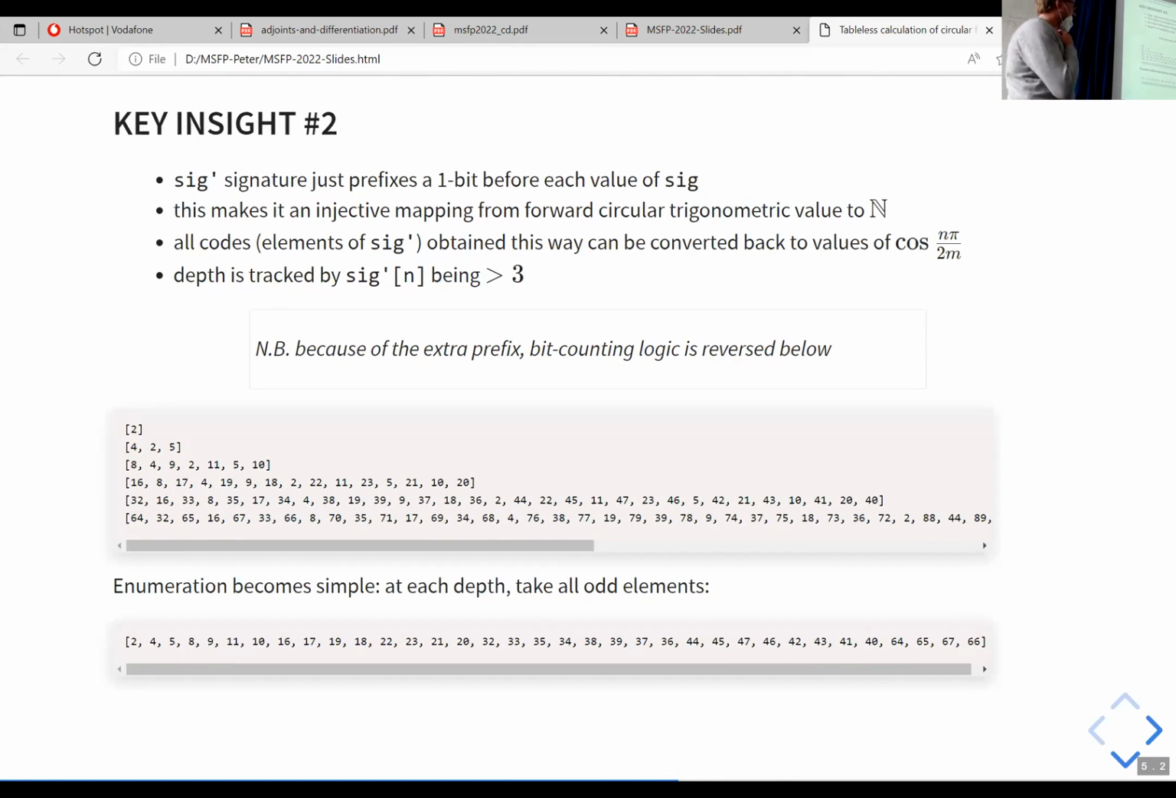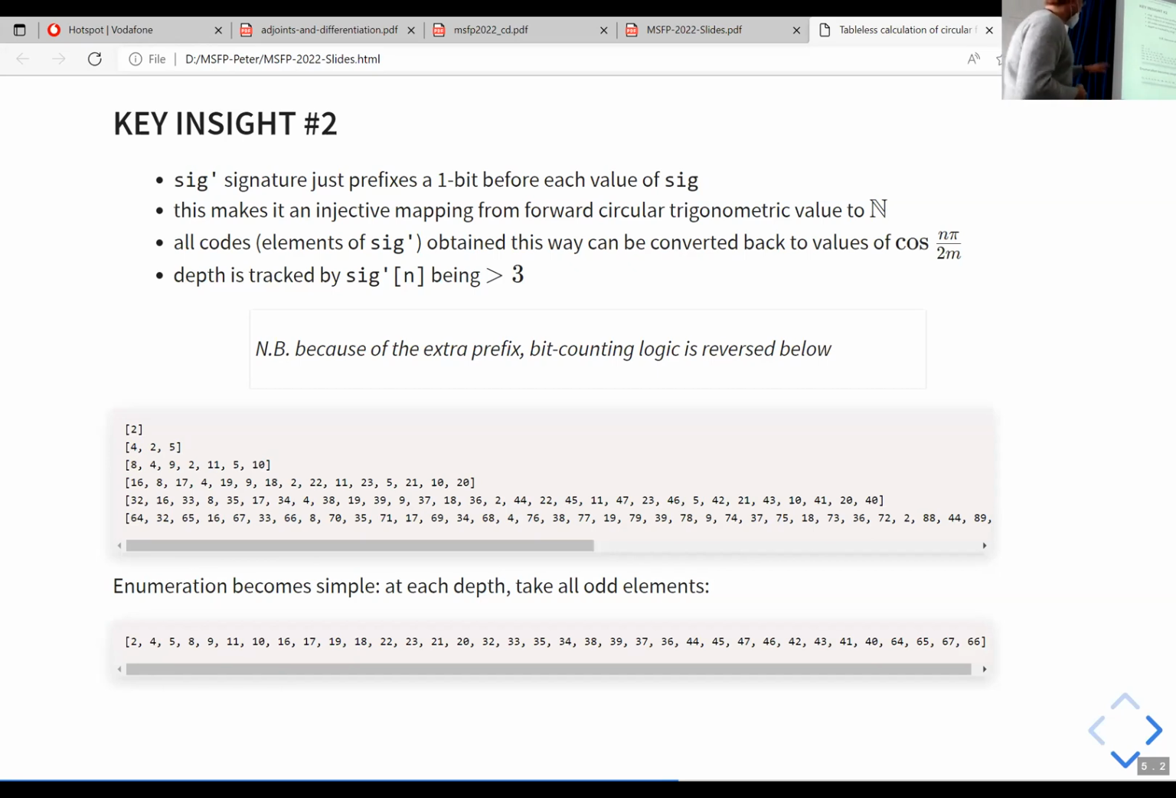And yeah, my second key insight: I adapted this signature sequence as well. By just prepending 1 bit in front, you can do both operations at once. You can keep track of the signature, get the depth of this dimension, and you can also get injectivity. Basically, you can take any value from the sequence, and it will correspond to a certain value of cosine corresponding to that parameter. And it's also reversible, because now there is a one-to-one correspondence in those values.